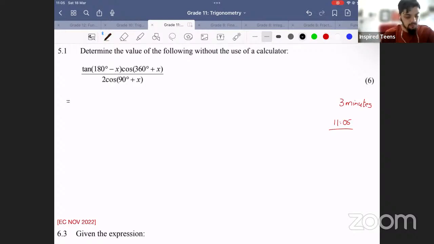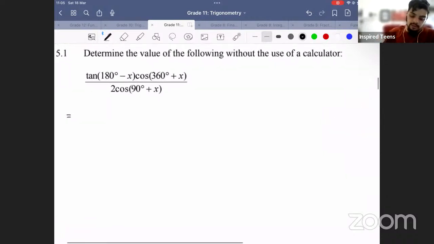Yeah, I'll give you guys a few more seconds. Okay, let's solve it together. So yes, we learned reduction, so let's have a look.